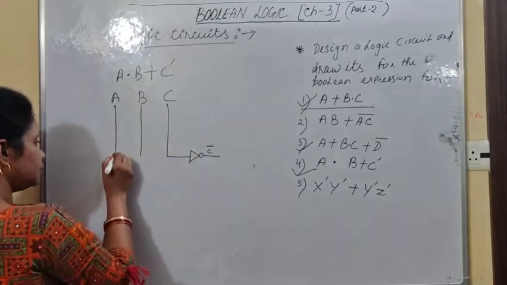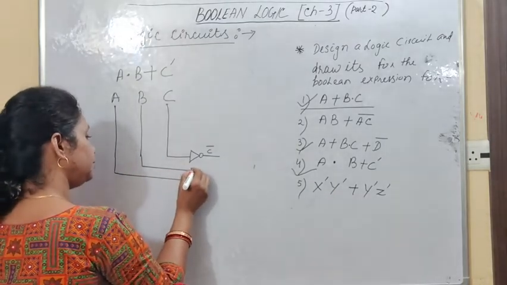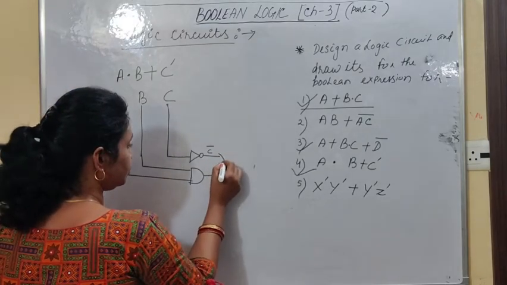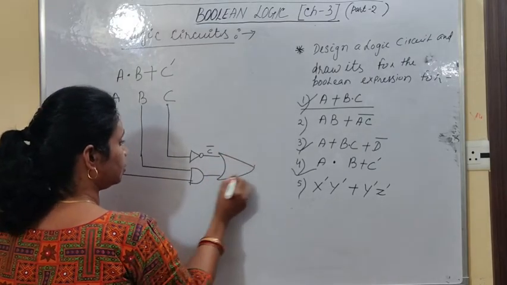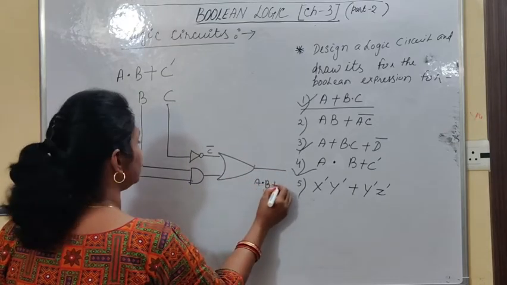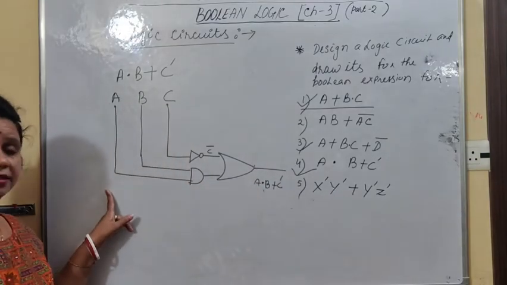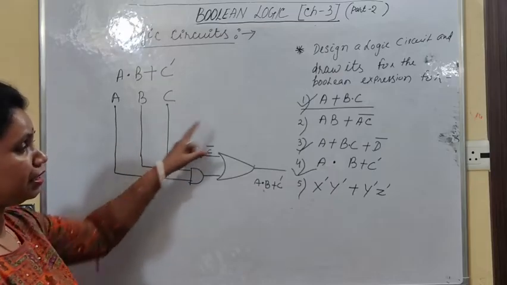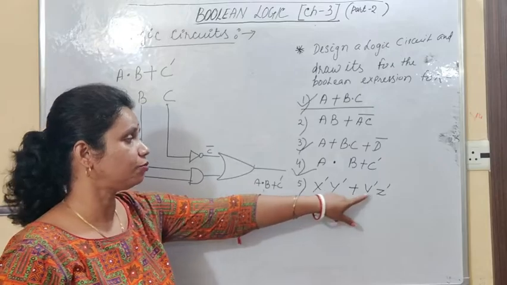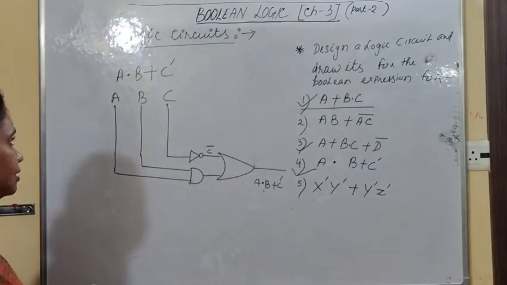Now A dot B. First of all you have to extend the A signal, extend the B signal, then implement one AND gate between the A and B signals. Then here you need to implement the OR gate. So this is the output of A dot B plus C bar. Right students? Hope all of you understood the concept, that is how to draw the logic circuit of any Boolean expression. Similarly, you can draw the logic circuit of X bar Y bar plus Y bar Z bar. So here also, if you want to take a screenshot, then please take the screenshot.